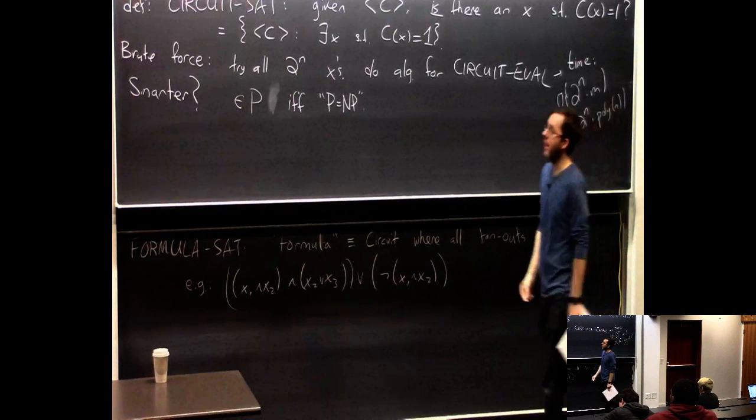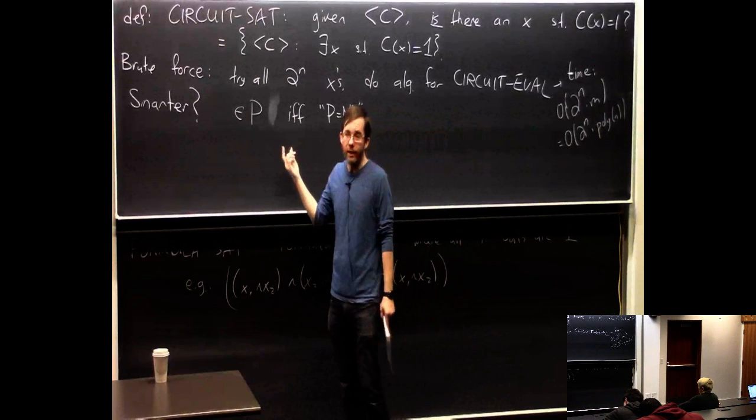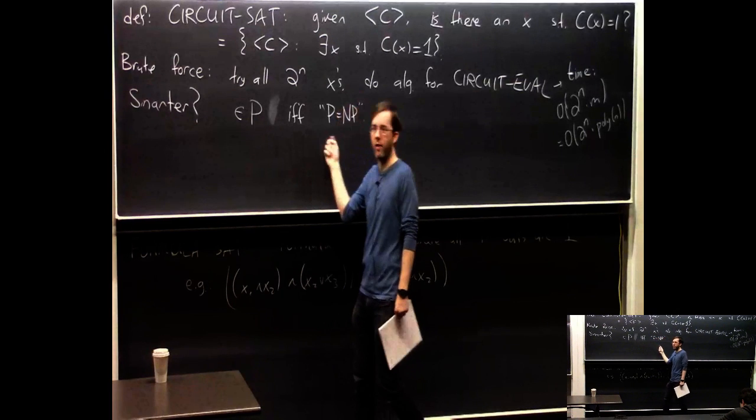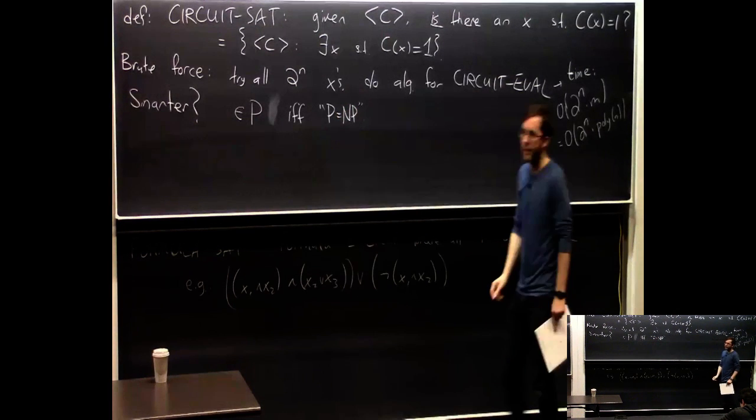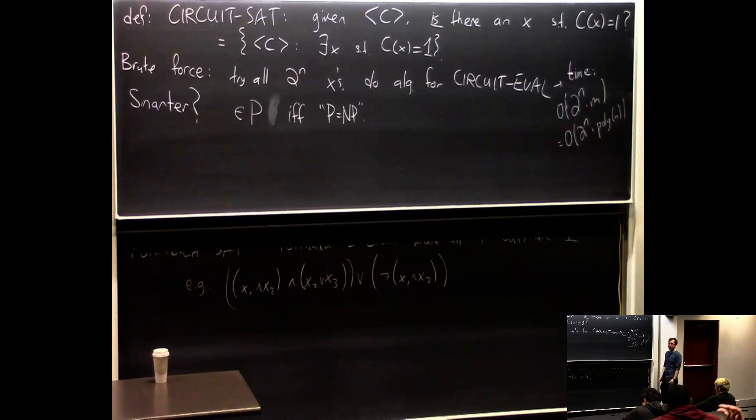Furthermore, it's still the case for formula SAT that it's NP complete, if you remember what that means. So it's in P if and only if P equals NP, which we think is unlikely. So somehow, even though formally it's easier than circuit SAT, we still know that either they're both in polynomial time or they're both not in polynomial time. Probably both not in polynomial time.